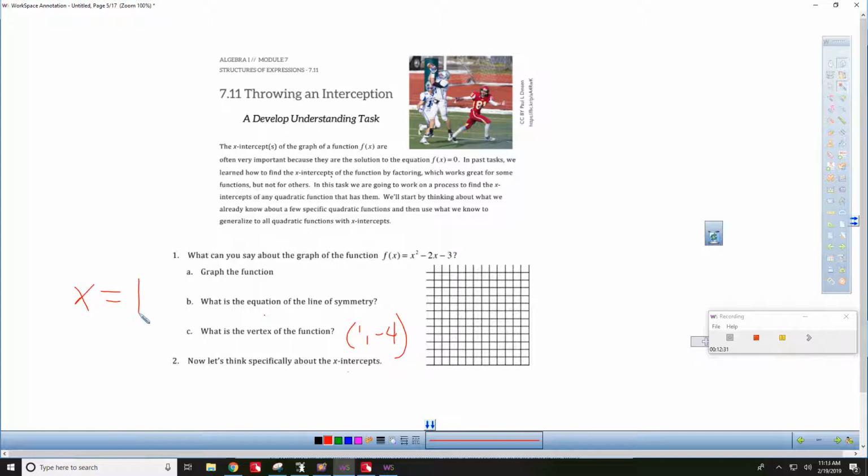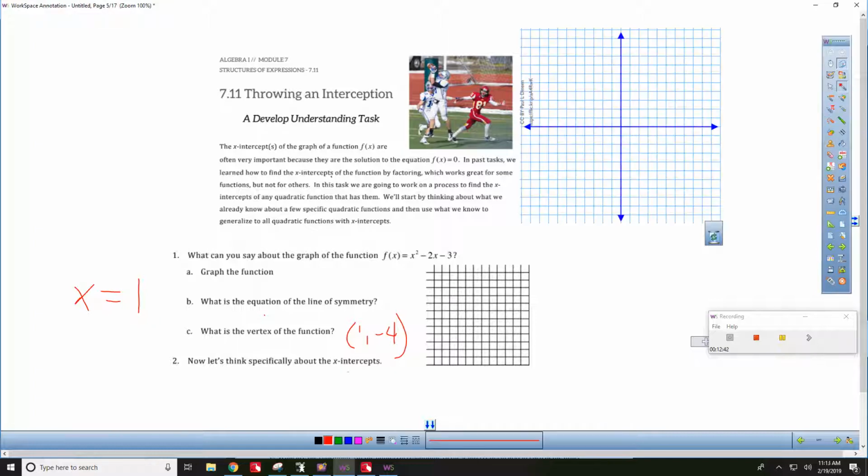X equals 1. Okay? Graph the function. Well, I'll tell you what I'm going to do, Carson. I'm just going to graph it over here. It's a little quicker. So, 1, negative 4.